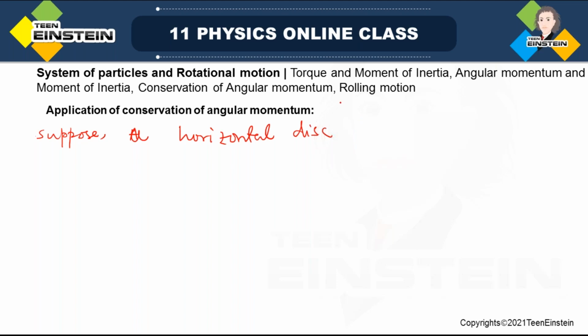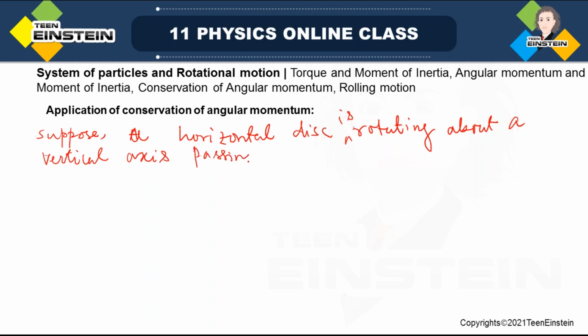A horizontal disk is rotating about a vertical axis passing through its center of mass. It makes 180 rpm initially.